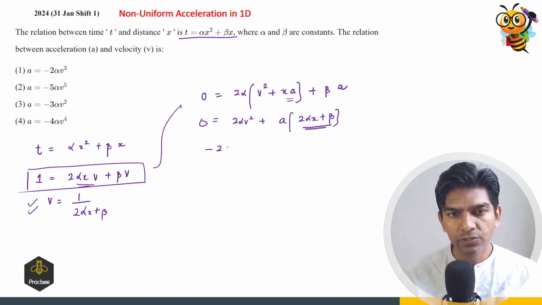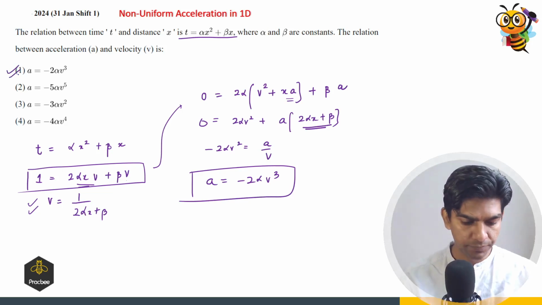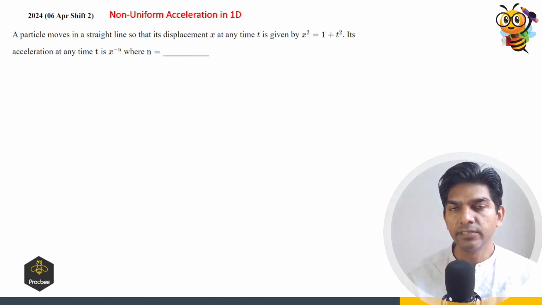So it will be minus 2 alpha v square is equal to a by v. So a will be minus 2 alpha v cube, right? So option 1 is the right answer. Now let us see this question.